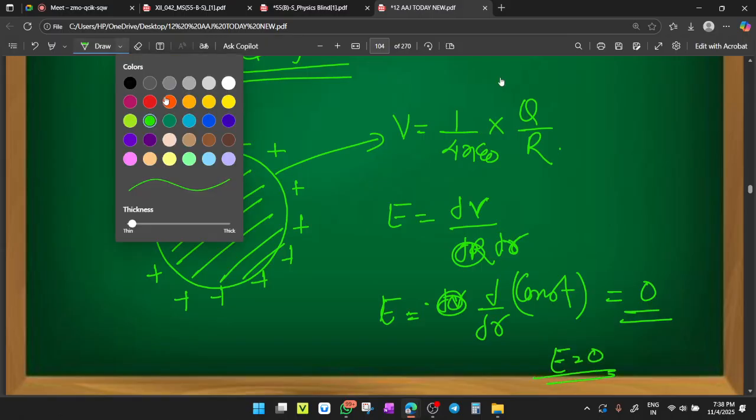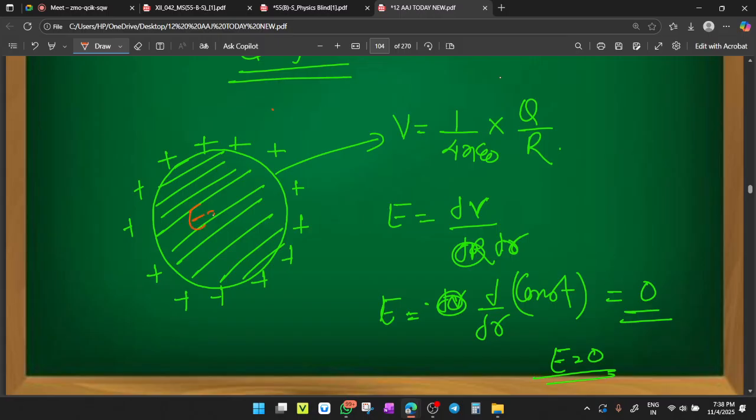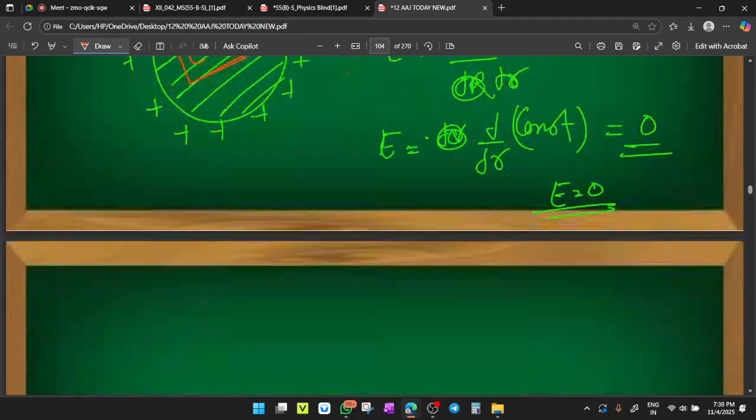This means inside the conductor, the electric field is equal to 0. Clear? In a hollow conducting sphere, the electric field is equal to 0. Here the electric field will be maximum, E max. And I write all the formulas. Inside, at the center, it equals 0.